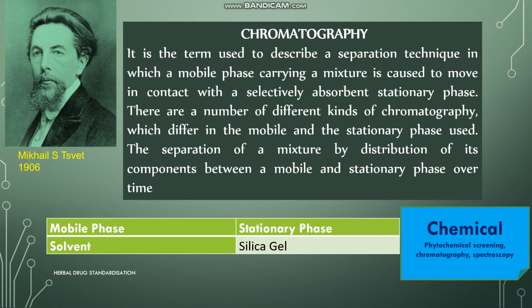So chromatography comprises two words, chromatos and graphos. Chromatos means color and graphos means to be written. So chromatography generally uses two phases, mobile phase and stationary phase. As the name indicates, the mobile phase will move and the stationary phase will remain stationary. So based upon the affinity of the compounds present in our sample, either towards the stationary phase or towards the mobile phase, they are separated.